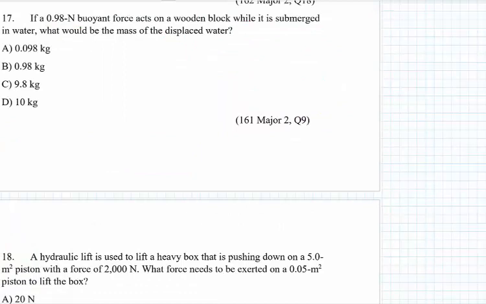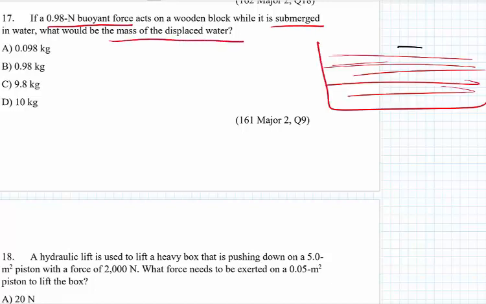If 0.98 Newton buoyant force acts on a wooden block while it's submerged in water, what would be the mass of the displaced water? Water is in a container, and an object floats on this water. Of course, we have the weight downward and the buoyant force upward. And we know the buoyant force equals rho times g times v. Rho of the water, g is 9.8, times the volume. So this is the volume of the displaced part of the water.